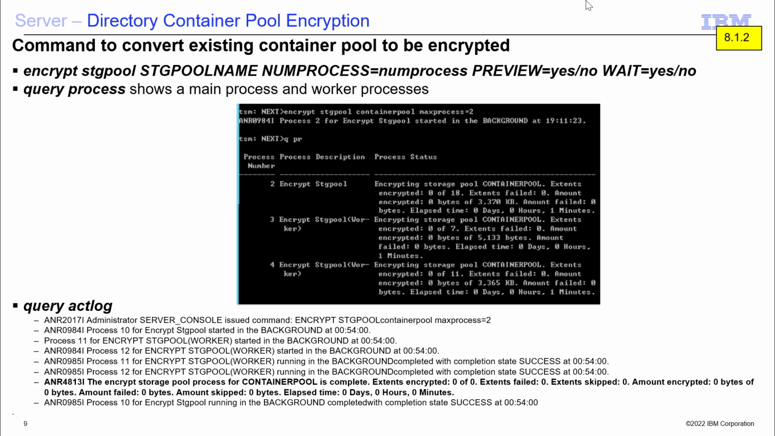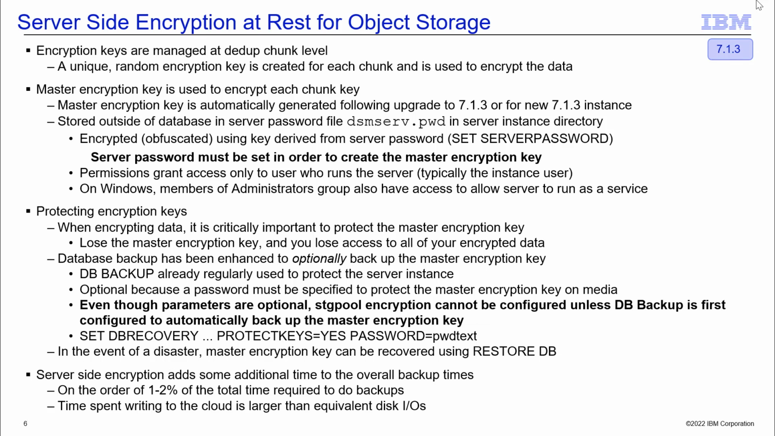So if you want to encrypt previously written data, you do need to run the encrypt storage pool command, and that'll go and encrypt previously backed up data. Okay, when you enable encryption for the Spectrum Protect server-side container storage pools, the encryption keys are going to be managed at a dedupe chunk level. And this is going to be a unique random encryption key that's going to be created for each chunk and used to encrypt that data.